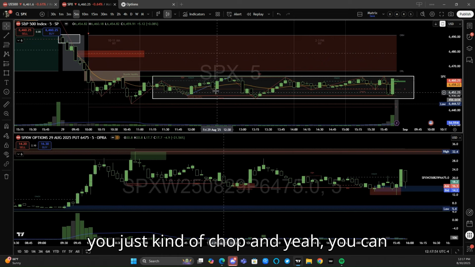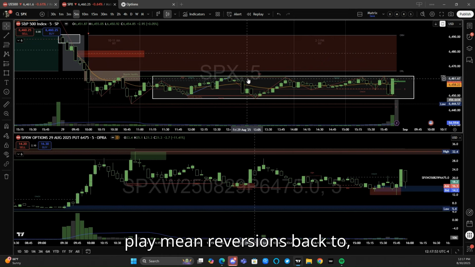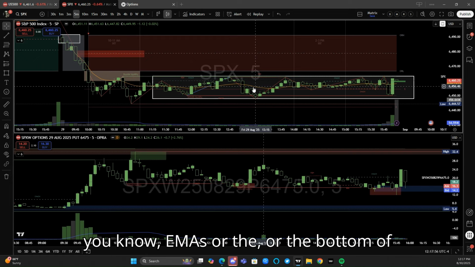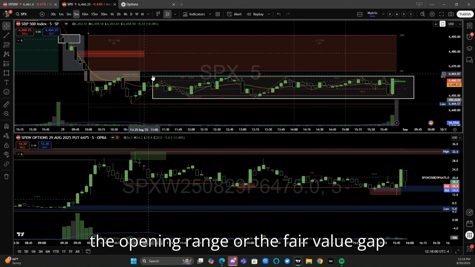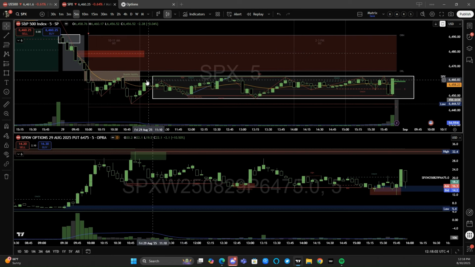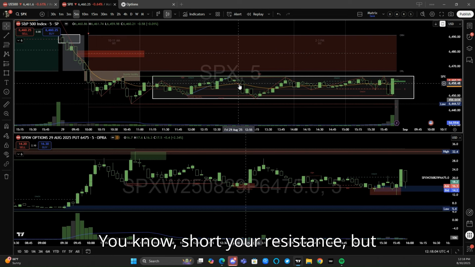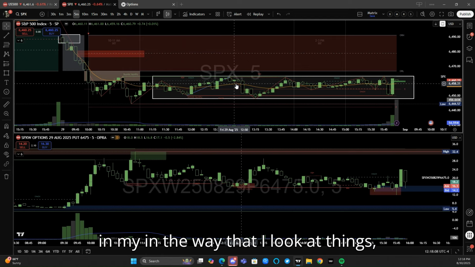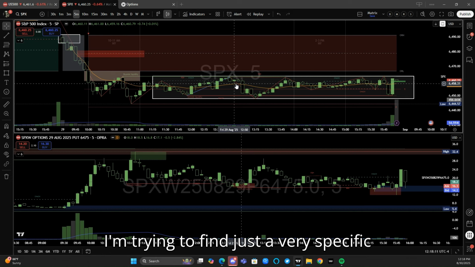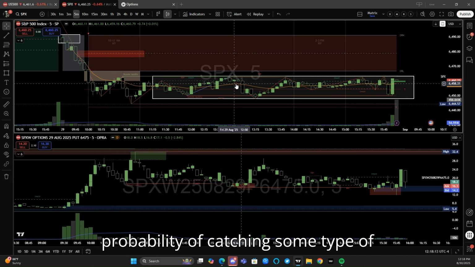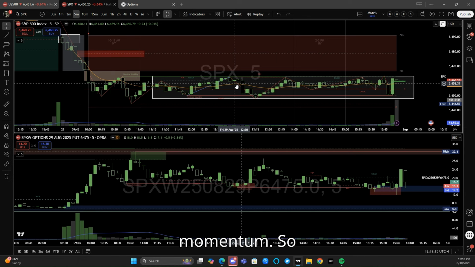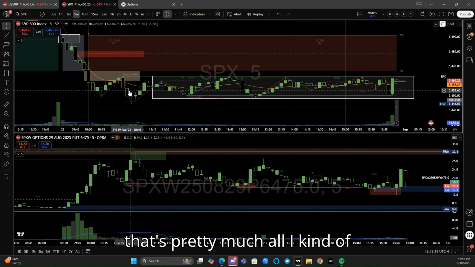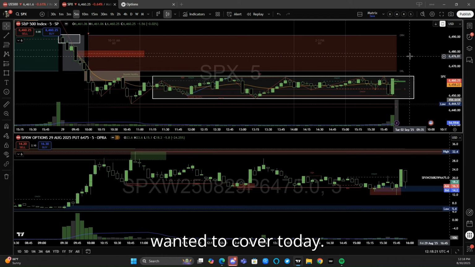and then you just kind of chop. And yeah, you can play mean reversions back to EMAs, or the bottom of the opening range, or the fair value gap, and you can of course short your resistance. But in the way that I look at things, I'm trying to find just a very specific moment in time when I have a higher probability of catching some type of momentum. So that's pretty much all I wanted to cover today.